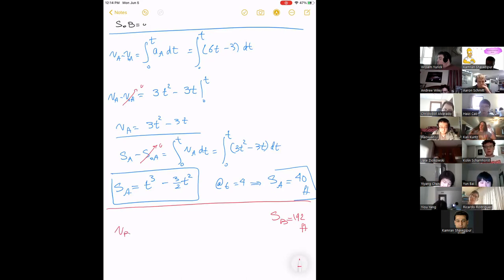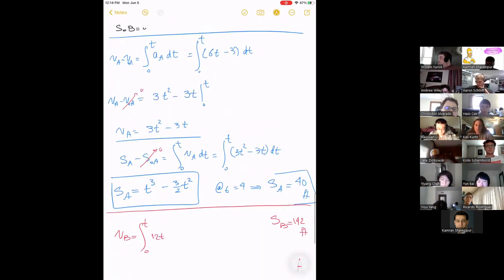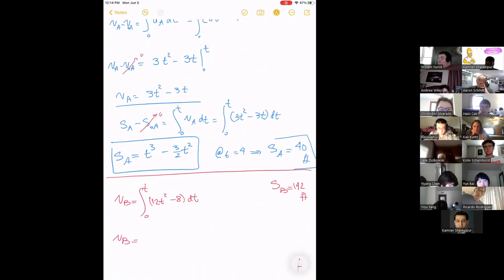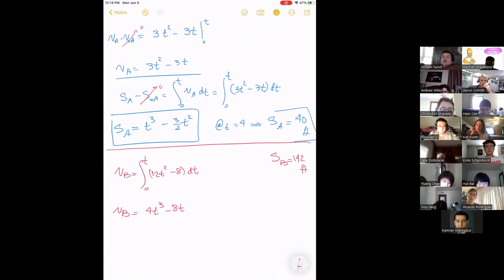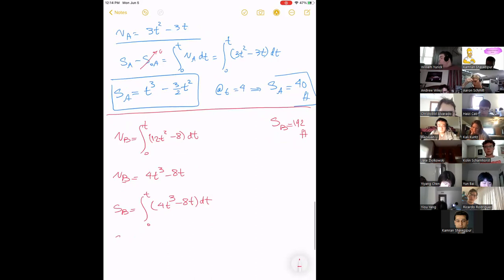We know that VB is the integration of AB, which was 12T squared minus 8, dt. So VB is going to be 4T cubed minus 8T. Did you get the same? Yep. Okay. Then SB is the integration of 4T cubed minus 8T dt from 0 to T. So your SB is going to be T to the fourth minus 4T squared. You got the same? Yep. Then you substitute, you get SB.